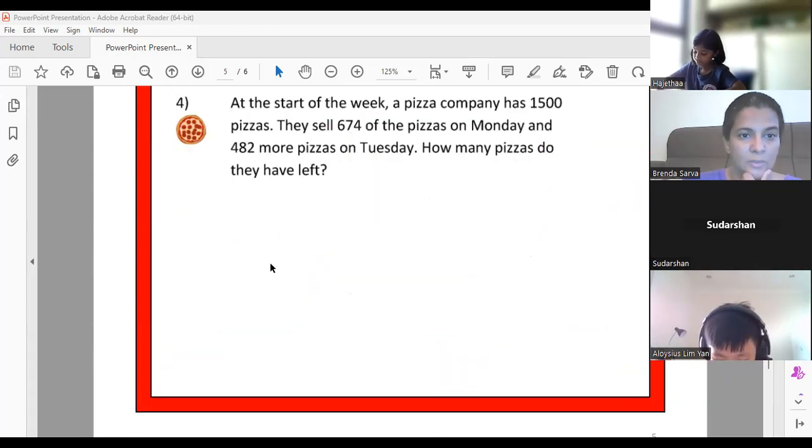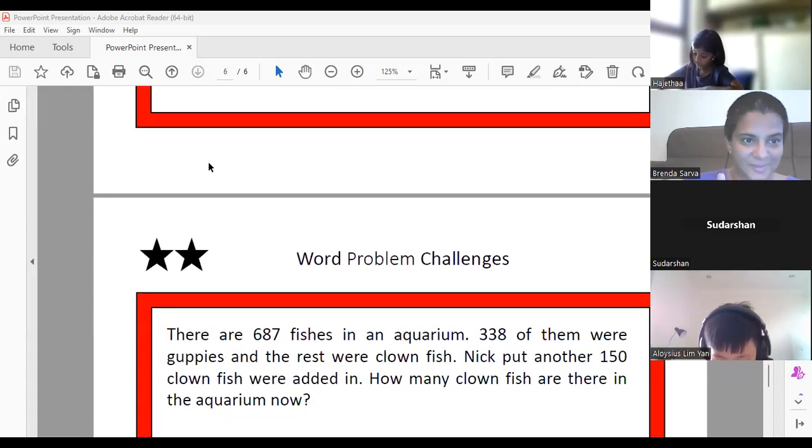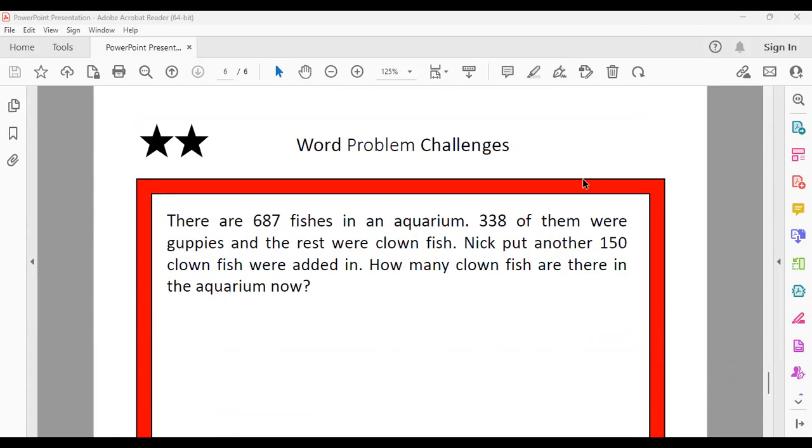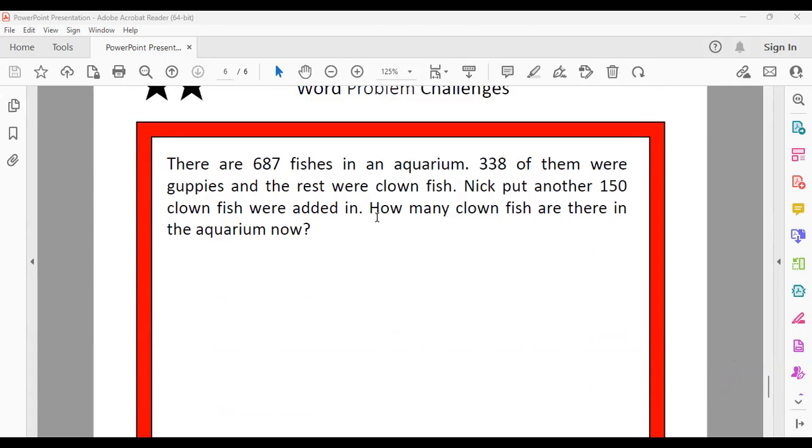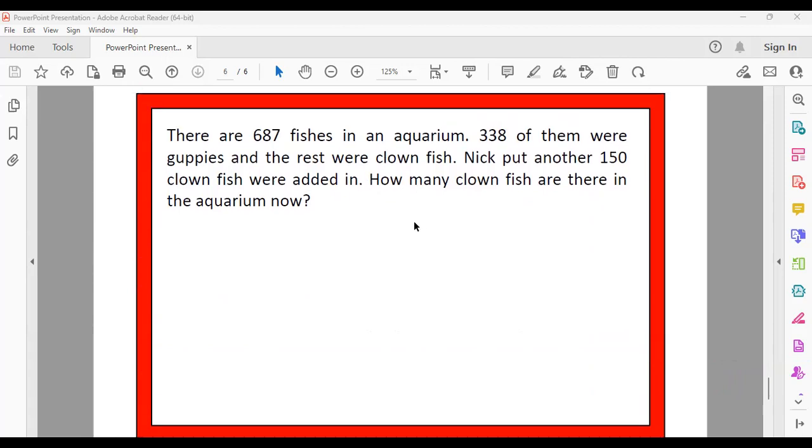Okay, good. Let's move on now to level 2 or 2 star. A little bit harder, a bit more challenging. All right, let's ask Ilman, can you read this, please? Okay, teacher. There are 687 fishes in an aquarium. 338 of them were guppies and the rest were clownfish. Another 100 clownfish were added in. How many clownfish are there in the aquarium now?